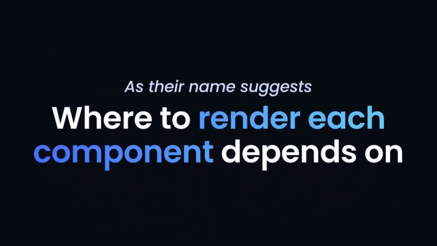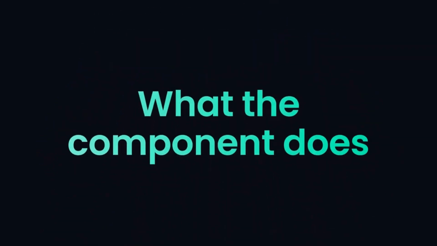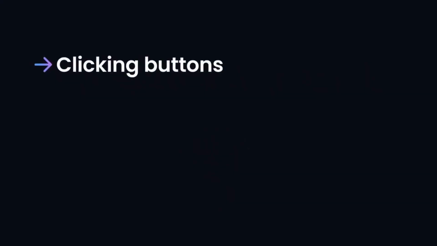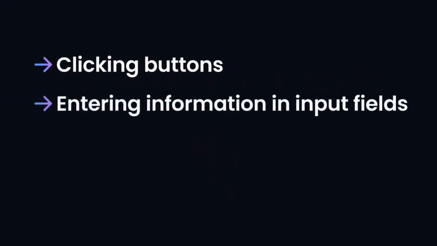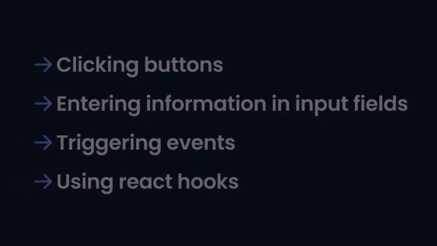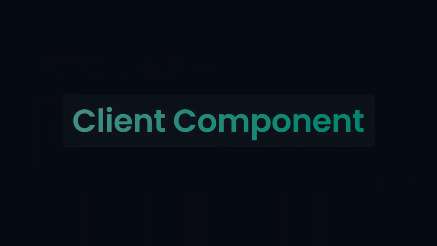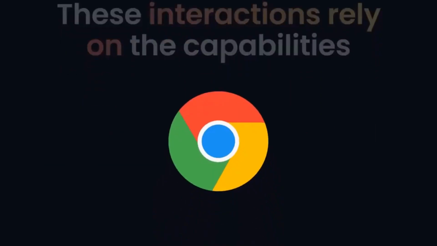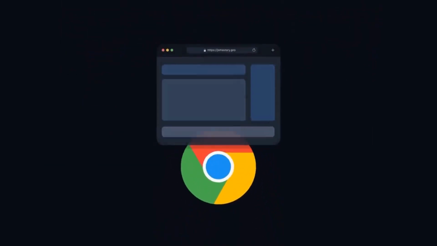As the name suggests, where to render each component depends on what the component does. If a component needs the user to interact with it, such as clicking buttons, entering information in input fields, triggering events, or using React hooks, then it should be a client component. These interactions rely on capabilities of the user's browser, so they need to be rendered on the client side.